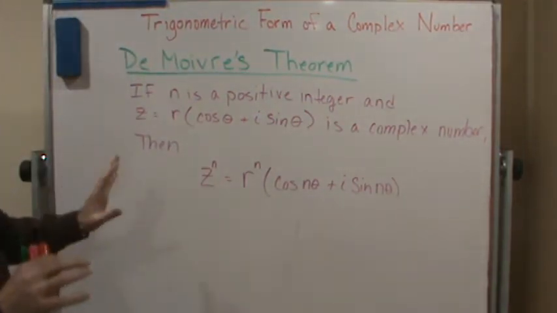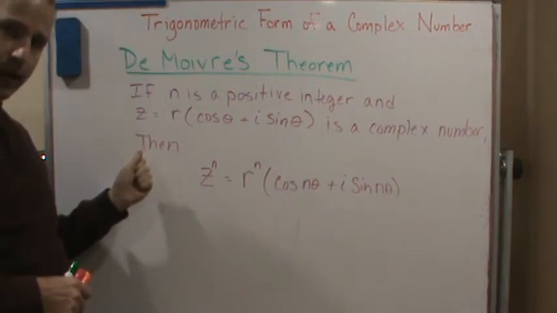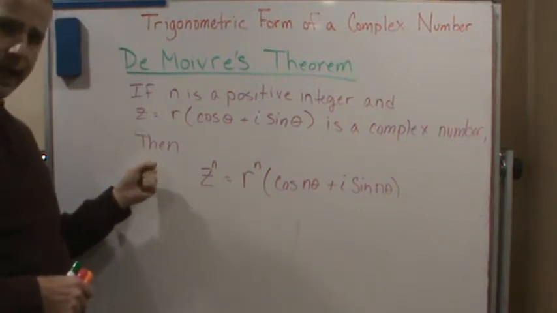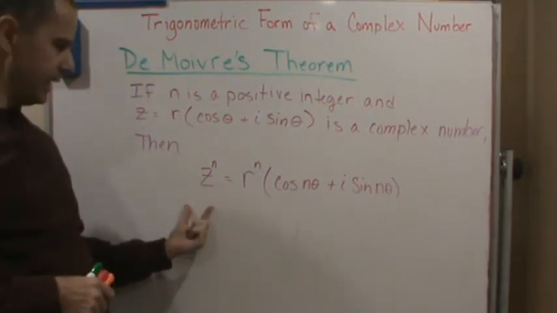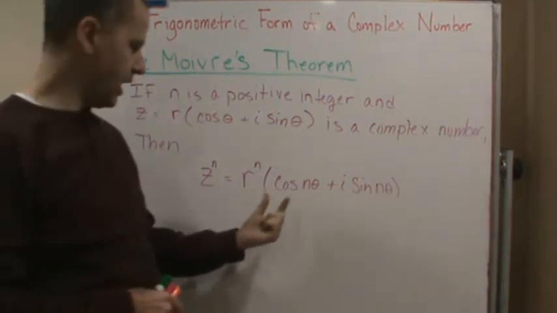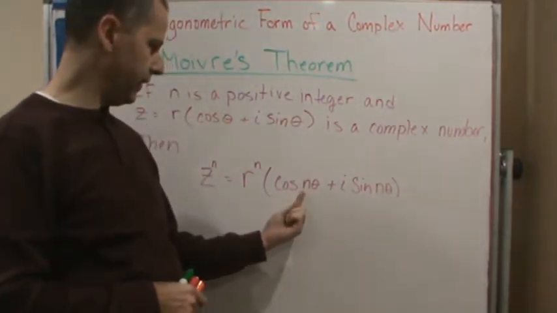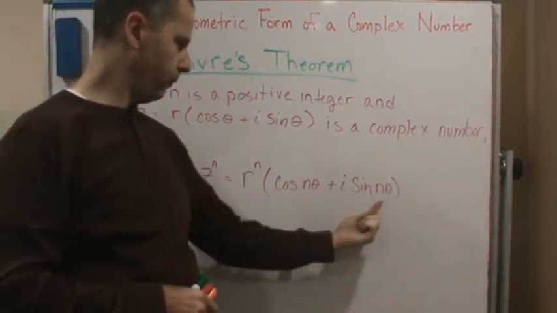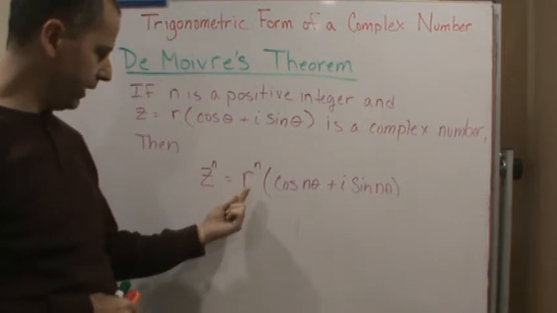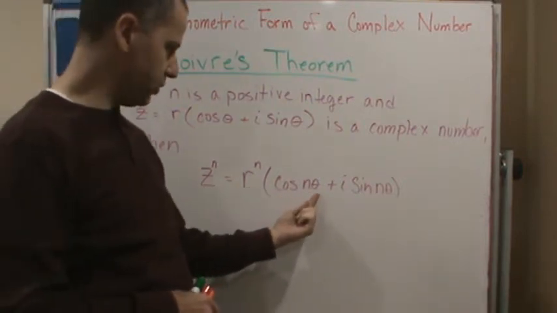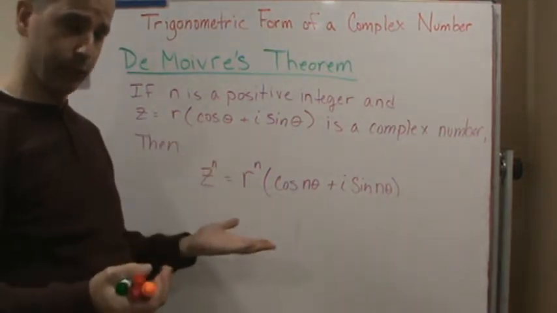And so now, where does this come from? Well, it actually comes directly from what we talked about last time, looking at a product of complex numbers. So we know that z times z is going to give us the sum of the angles, theta plus theta, and we're going to get r times r, or r squared. So we're going to get r squared cosine 2 theta plus i sine 2 theta, just using the product formula.